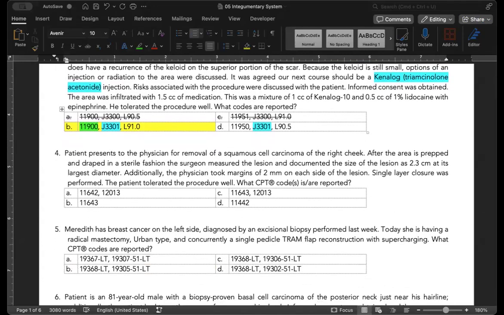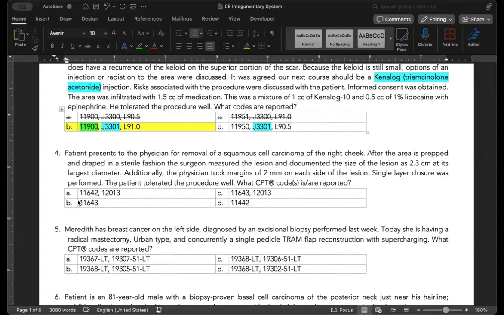Okay. Let's do number 4. So patient presents to the physician for the removal of a squamous cell carcinoma on the right cheek. After the area is prepped and draped in sterile fashion, the surgeon measures the lesion, and the documented size of the lesion is 2.3 centimeters at its largest diameter. Additionally, the physician took margins of 2 millimeters on each side of the lesion. Single layer closure was performed, and the patient tolerated the procedure well. So, from a process of elimination standpoint, we have 2 that have 11643.